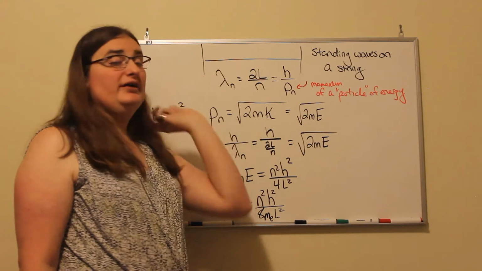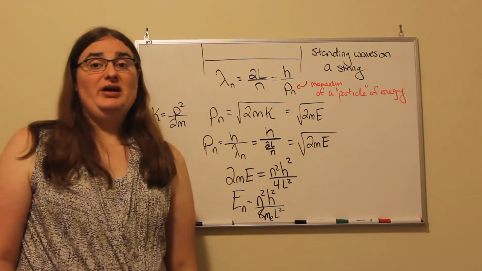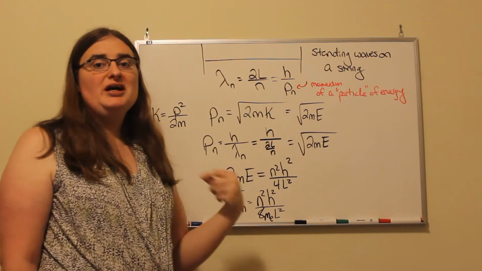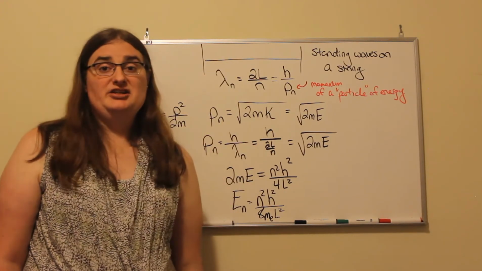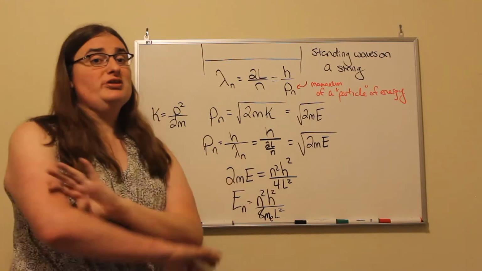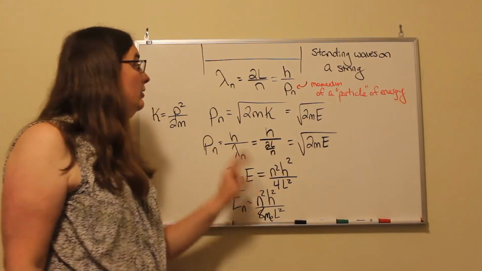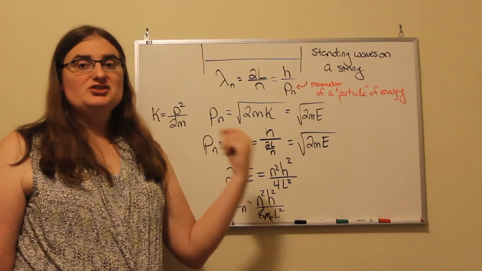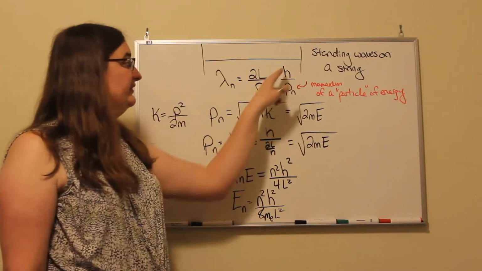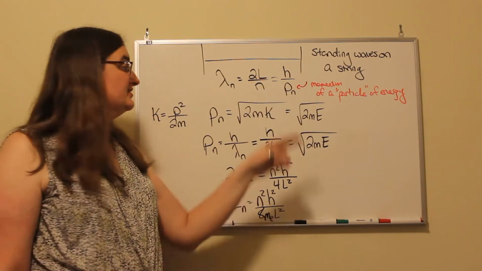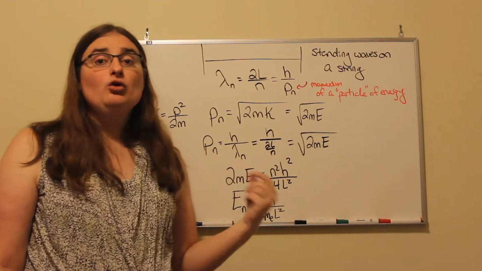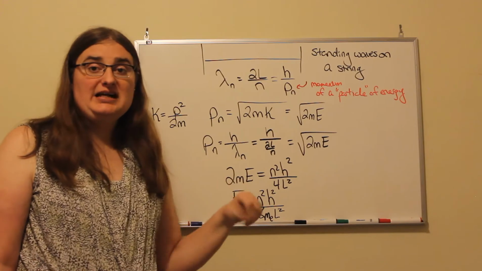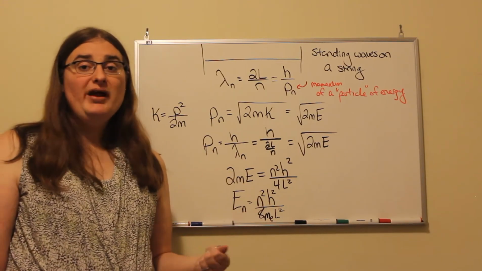So if we have a standing wave on a string, we ended up getting resonant wavelengths. And those resonant wavelengths had to be equal to 2 times the length of the string divided by an integer n, where n could be 1, 2, 3, 17, whatever. Well, by de Broglie's equation, the wavelength has an associated momentum. The wavelength is equal to Planck's constant divided by the particle momentum, so our particle momentum would be Planck's constant divided by the length of the wave.